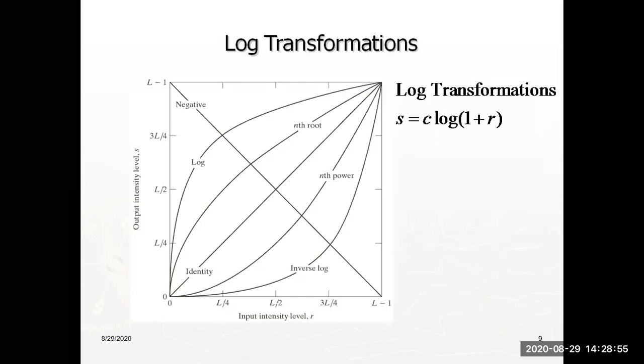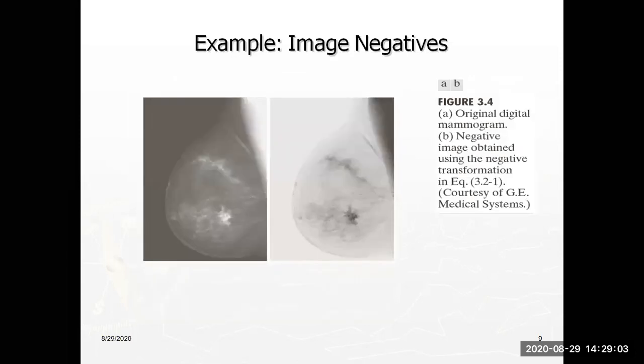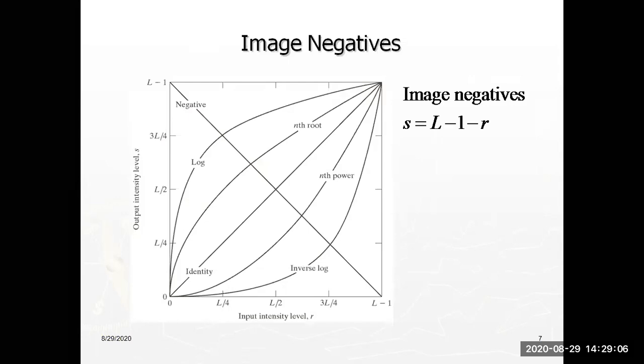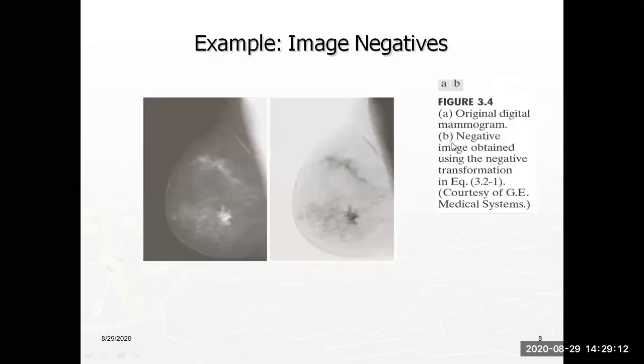So what is the log transformation function? The expression is S = C log(1 + r). What is the expression for image negative? S = L - 1 - r. If we apply this transformation function, definitely the image will be like this.